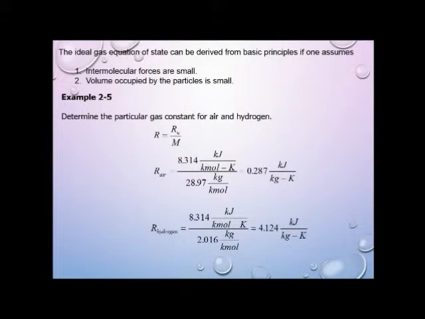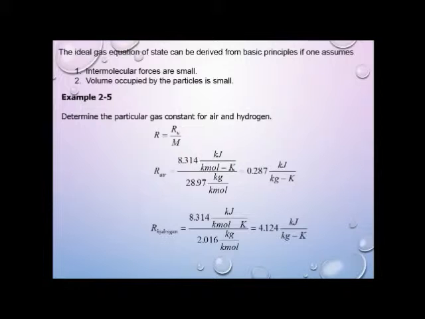Now the ideal gas equation of state can be derived from basic principles if one assumes two conditions: that the intermolecular forces are very small and the volume occupied by the particles is small. So if we consider these two statements, then it will be very close to the ideal gas state, and we can use the formulas.